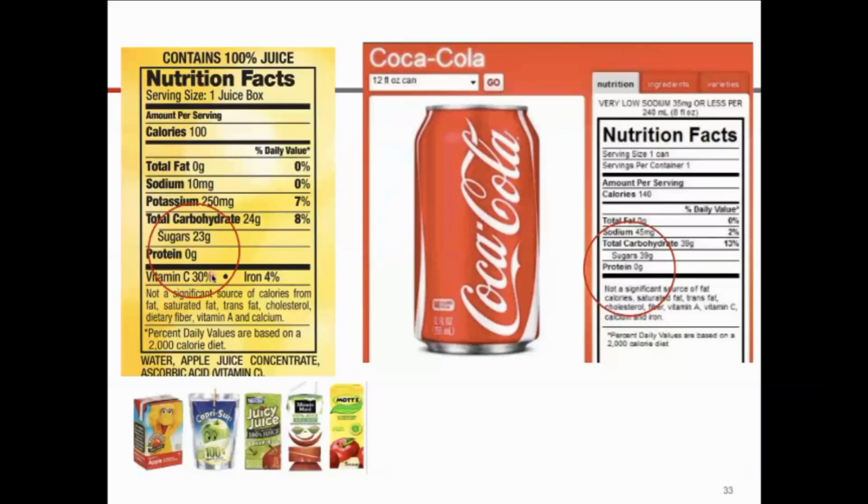This is apple juice on the left. 23 grams of sugar is about 6 spoons. And a can of Coke, just for perspective, has 39 grams of sugar, which is about 10 spoons.